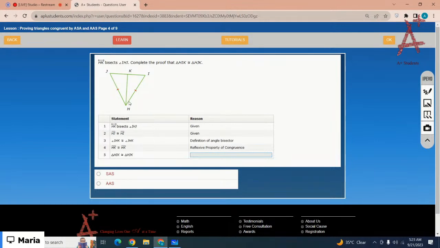And also HI and HJ are congruent, right? So that means angles IHK and JHK are also congruent, right? And HK is congruent to HK. So it would be side, angle, and side, right? You can see side, angle, and side. So it would be side, angle, and side.